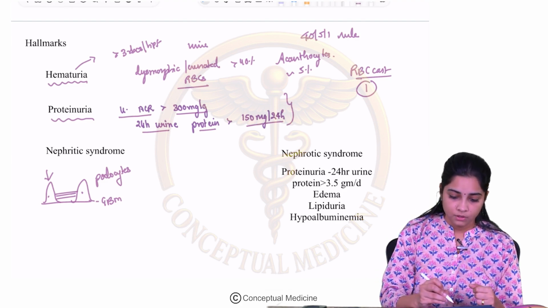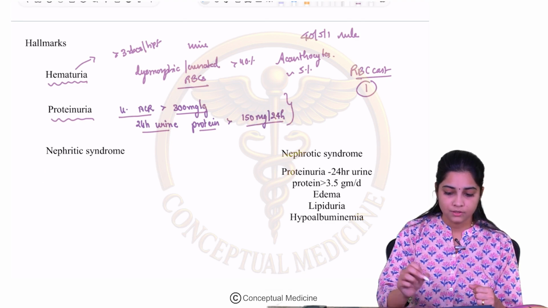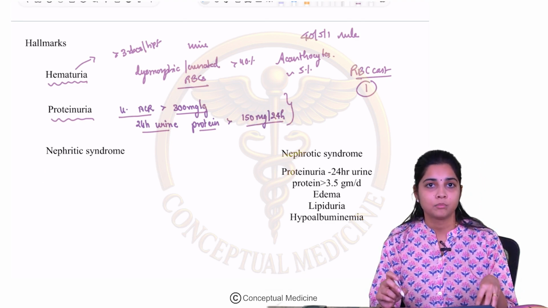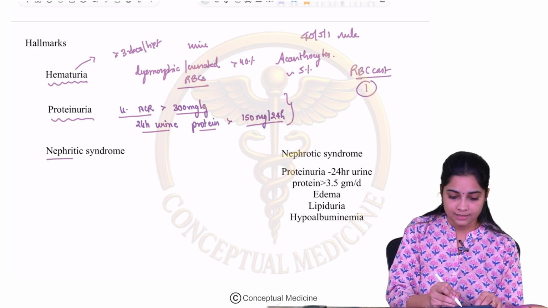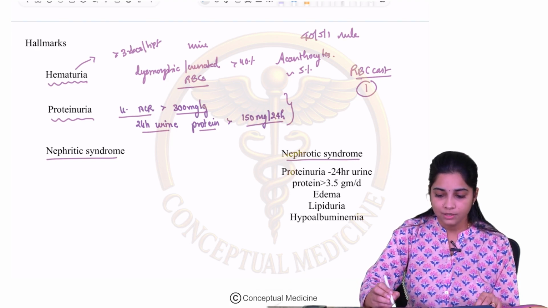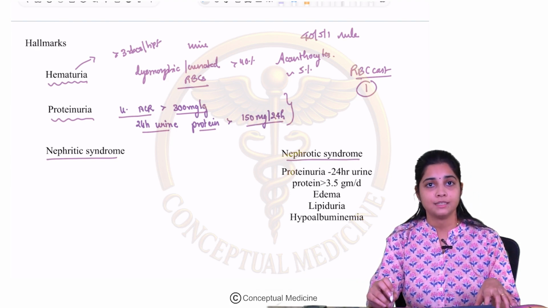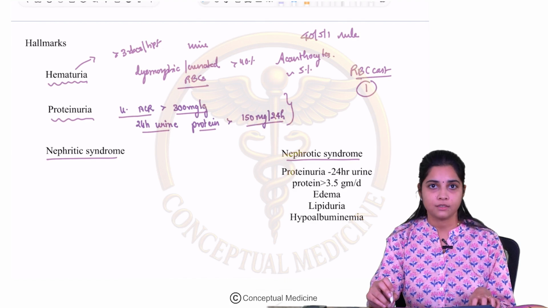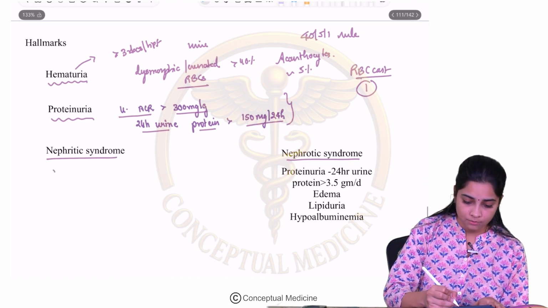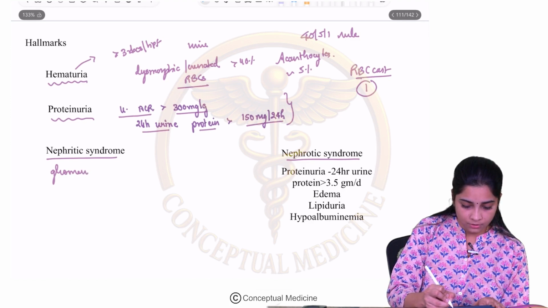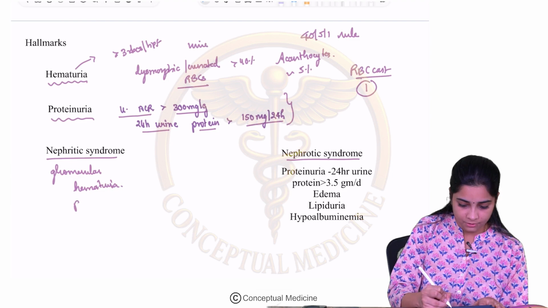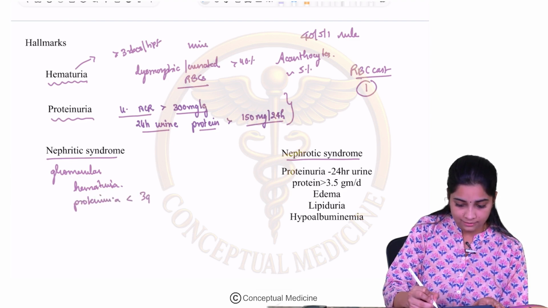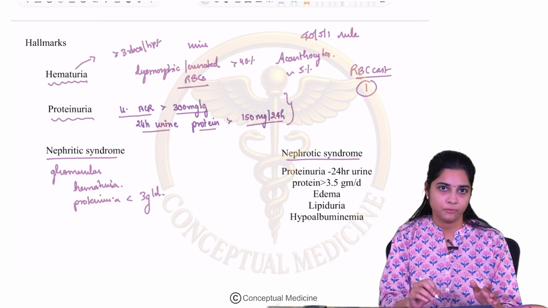So what are the types of syndromes? When you take a clinical approach to glomerular pathology, there are two ways in which it can present: as a nephritic syndrome or a nephrotic syndrome. So what is nephritic syndrome? It is a glomerular pathology which has hematuria and proteinuria, but the proteinuria is less than 3 grams per day. It's not a massive proteinuria.